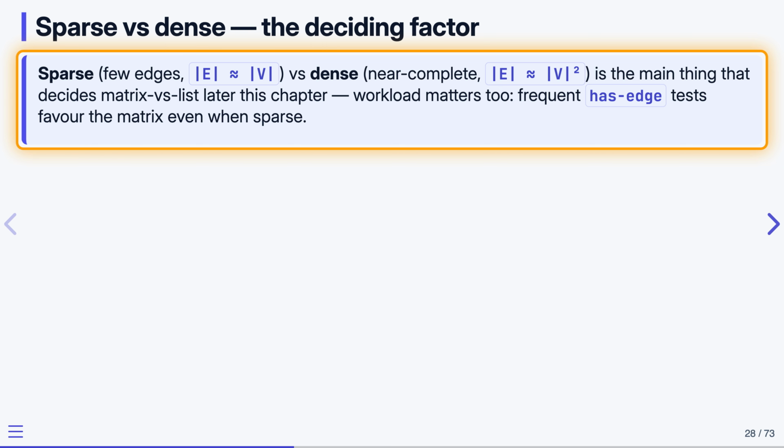One word pair matters most for the rest of this chapter. A sparse graph has few edges, roughly the number of vertices. A dense graph is nearly complete, with roughly the number of vertices squared. That single difference is the main thing deciding matrix versus list later on. Workload matters too. Frequent edge tests favor the matrix even on a sparse graph.